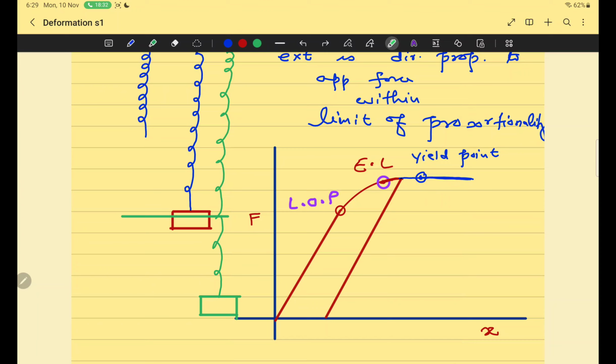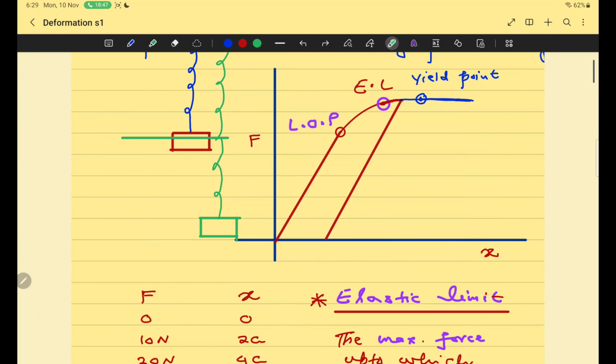The extension without increasing load: the point after which there is extra extension without increasing load, this point is called yield point. Zainab, can you tell me what is yield point, beta?